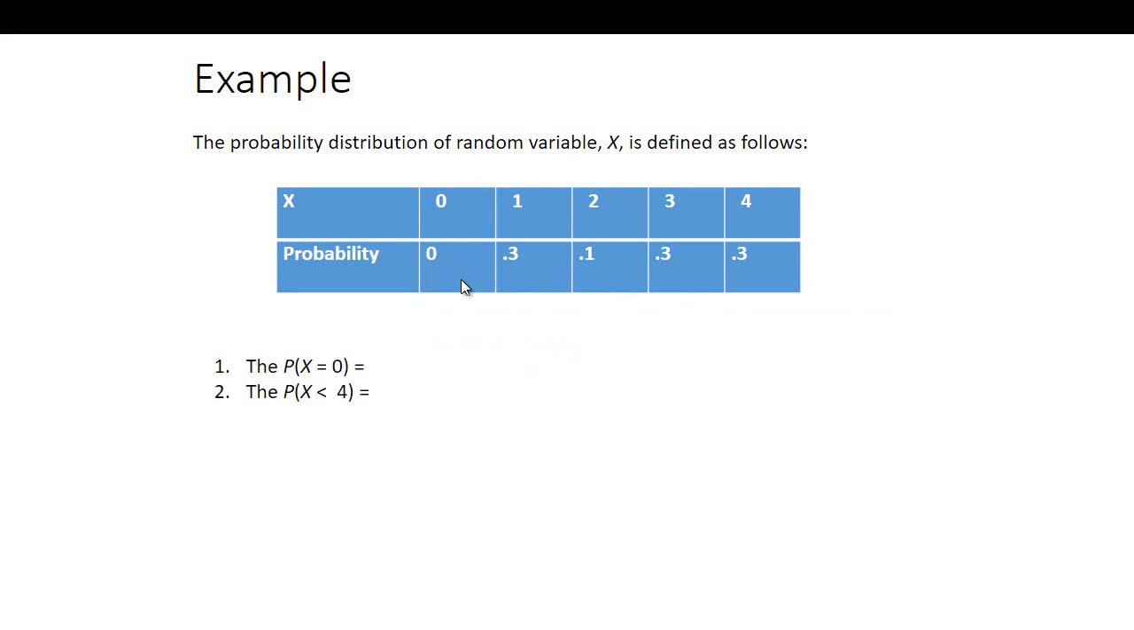Here I have the same distribution as in the previous one. I'm just asking what's the probability that x is 0. Well, that's 0, we can see. And what's the probability that x is less than 4? So x is less than 4, so we add up the probabilities here, here, and here. So that's 0.7.